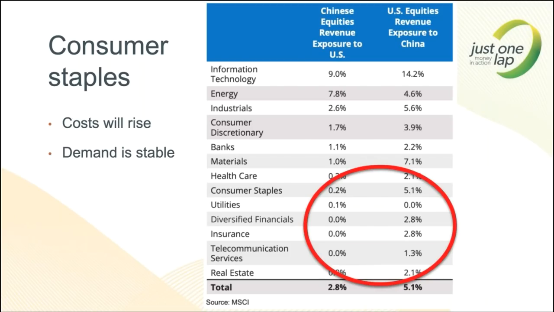So where do we hide? The bottom half. Consumer staples, utilities, diversifieds, insurance, et cetera. Now, I'm not saying that they're not going to feel the pain. What we're looking for is less pain. And what I don't want to do is move to cash. I want to be in the market so that if it doesn't happen and we're off to the races, well, we've got a pony in the race.